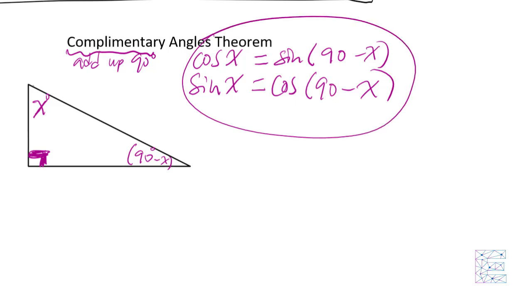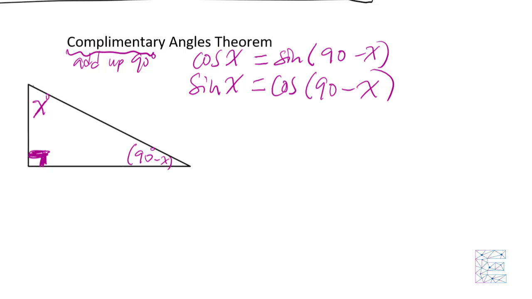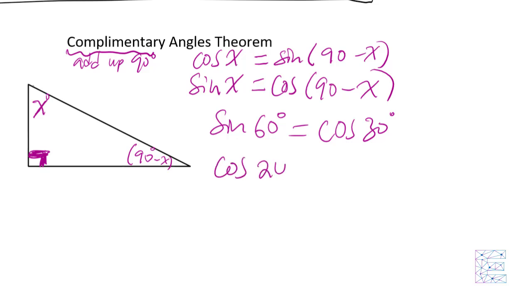These are what's known as the complementary angles theorem. Very, very important for you to know. Let's actually try an example of this. If I knew the sine of 60 degrees, what is the complement of 60 degrees? 30 degrees. So it would have to equal the cosine of 30 degrees. Let's do one more. If I knew the cosine of 20 degrees, it would have to equal the sine of its complement. The complement of 20 is 70.